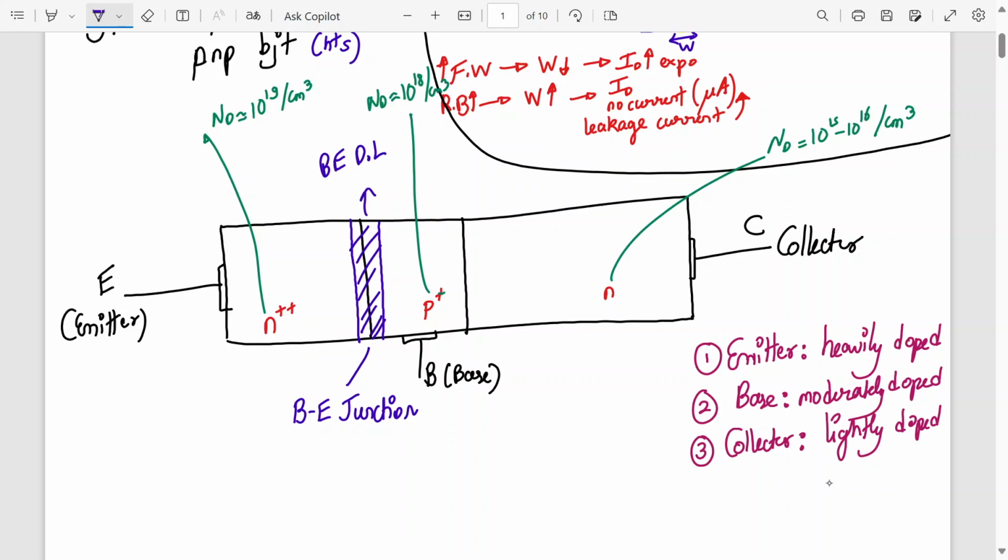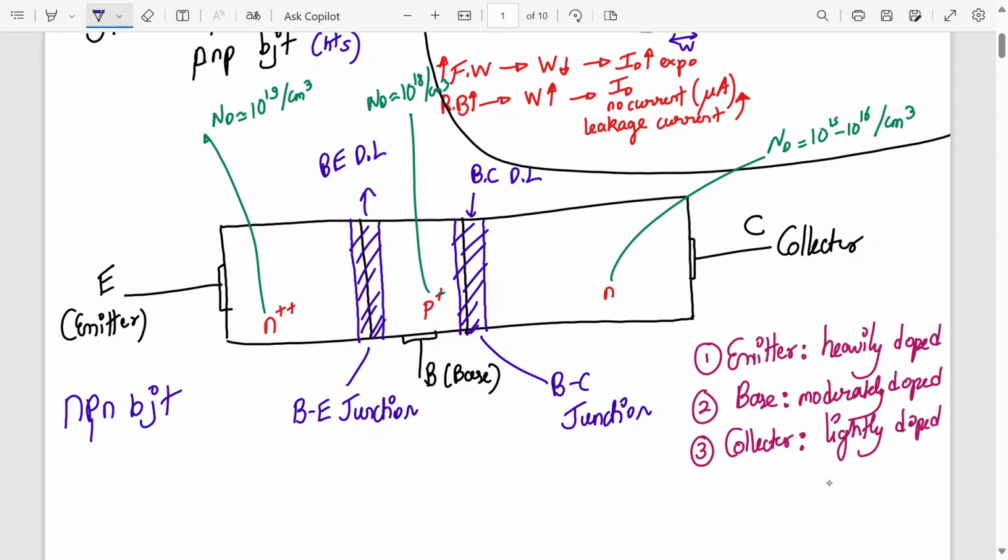Okay, is there a depletion layer between these two junctions? Yes, there are two junctions over there. So here also there are two junctions, with the depletion layer larger on this side because it is lightly doped. This is called the base collector junction, and this is also called the base collector depletion layer. Okay, so this is my NPN BJT structure. In the exam, if they ask you about its construction, you can write it.